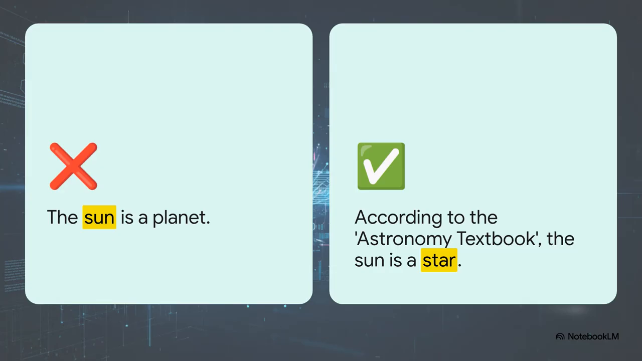And you can really see the difference this makes. An ungrounded response can sound incredibly confident, but be totally wrong, just a guess with no basis in reality. A grounded response, though, is different. It explicitly links back to its source. It says, according to this document, here's the answer. That makes it verifiable. You can actually check its work.